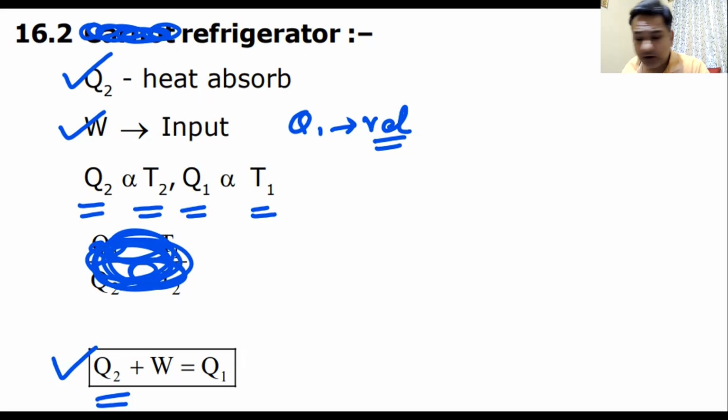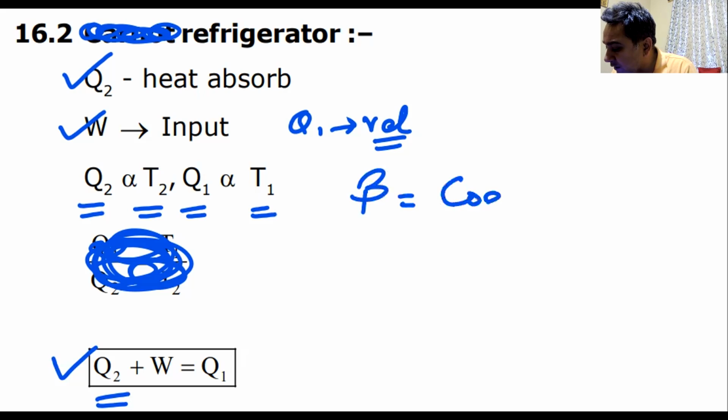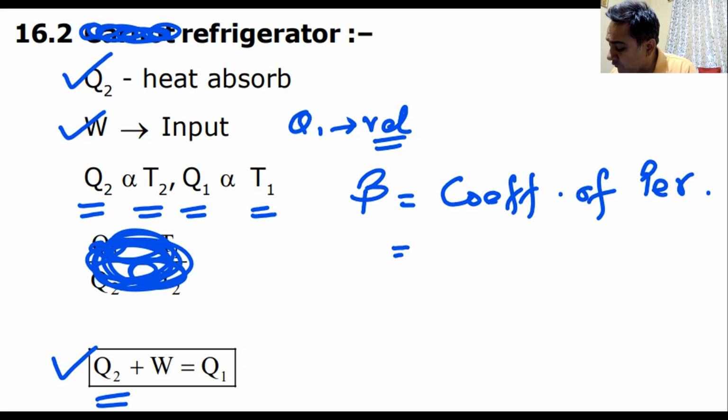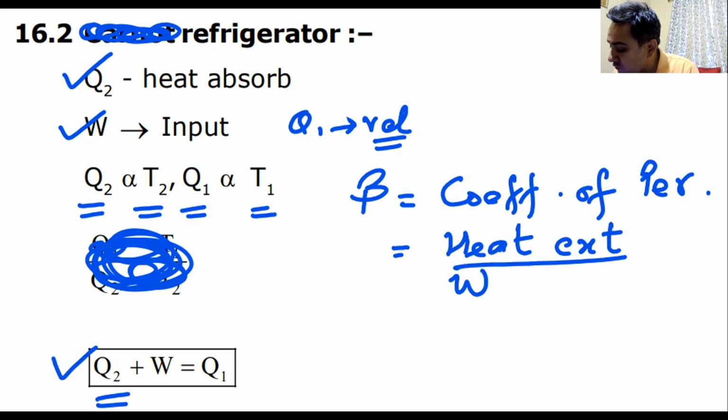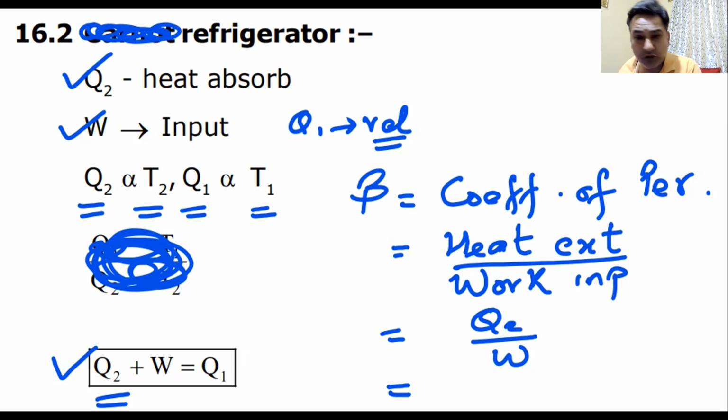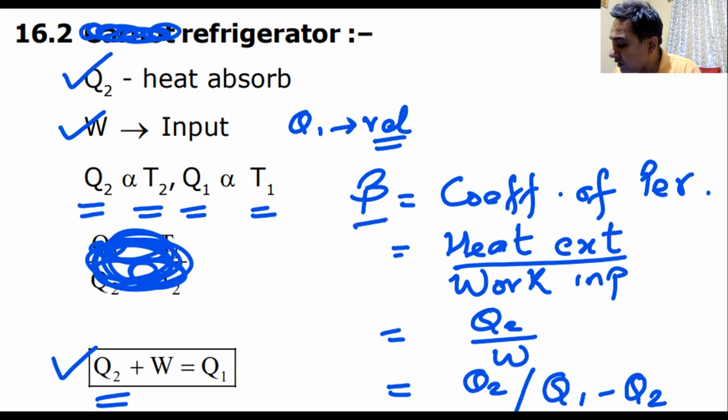Then we had efficiency for heat engine. Here we have beta. This beta is known as coefficient of performance. This coefficient of performance is the heat extracted, how much heat your refrigerator is extracting, divided by how much work you are inputting. So this becomes Q2 divided by W. Your W is Q1 minus Q2. So you can write this formula as Q2 divided by Q1 minus Q2. This is the coefficient of performance for a heat pump. Do we understand this? Please note this down in your sheet.